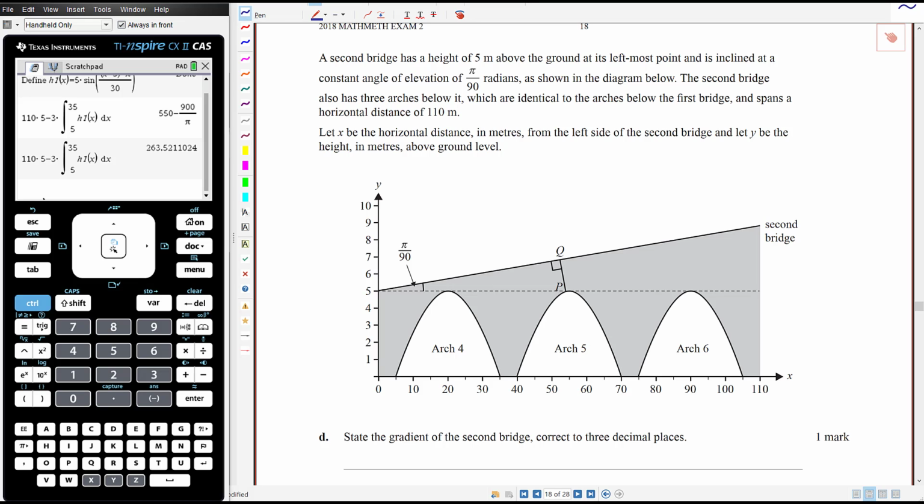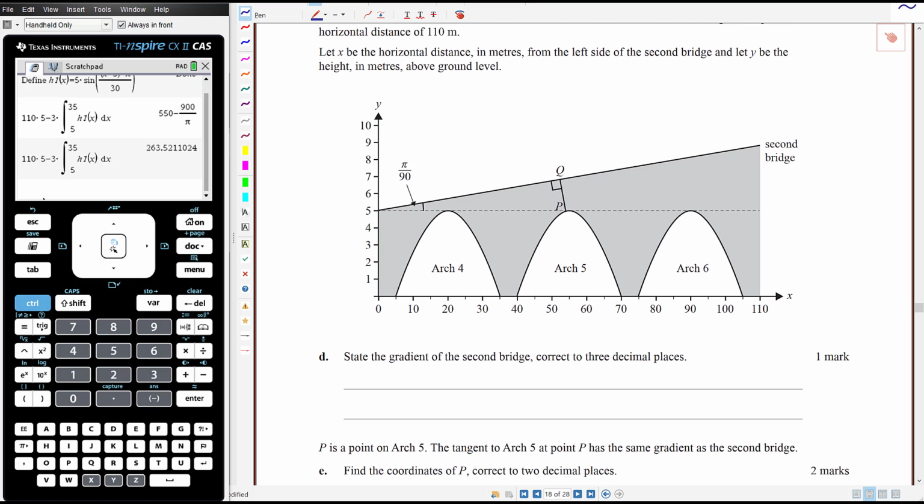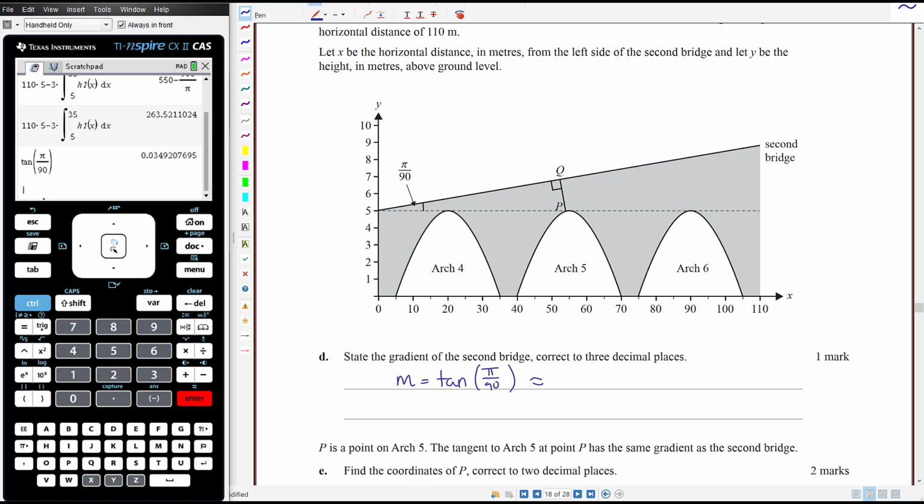Okay, state the gradient of the second bridge correct to 3 decimal places. Okay, so the gradient is going to be tan of that angle, so tan of pi on 90 radians. So I can just type that into my CAS. Tan of pi on 90, I'm already in radian mode. And so the gradient correct to 3 decimal places will be 0.035.